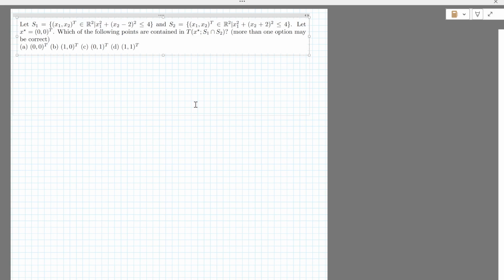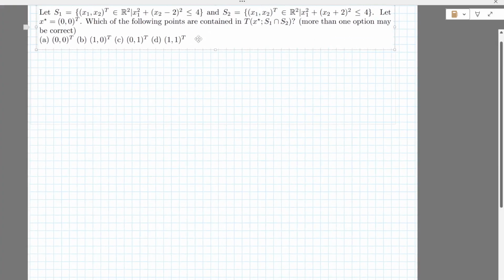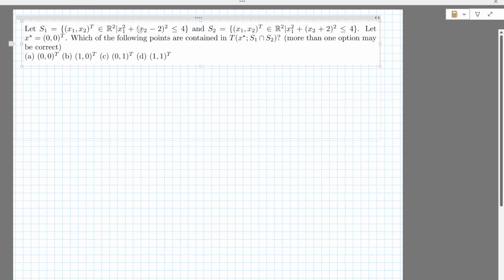Okay, this question. You have some S1 given and some S2 given, in 2D, both with one constraint, and x star is some 2D point. Which of the following points are contained in the intersection of the tangent cone of S1 intersection S2 at point x star?